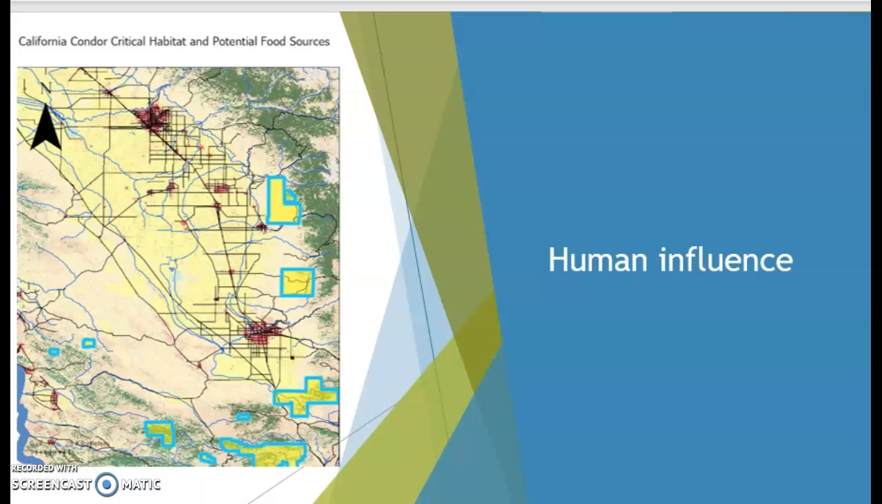So this is just another view of the final critical habitat for the condor, with a land cover layer on it, just to illustrate what predominantly is the landform in that area. That should help you understand the behaviors and characteristics of condors, which will tell you where to find them and where they find their food and things like that.